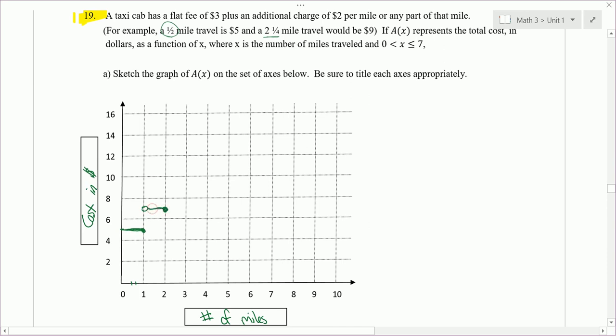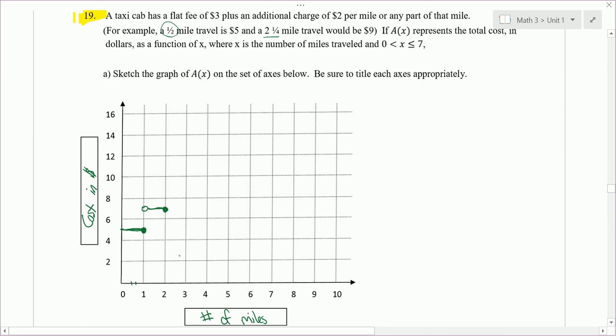So again, it's a flat fee between 1 and 2 at $7. At 2 miles, it's exactly 7 as well. So I'm filling in the dot. At 1 mile, it's not $7. It's actually $5. So the dot is filled in at 5. Open circle at 7, because that's kind of our starting point for anything above 1.